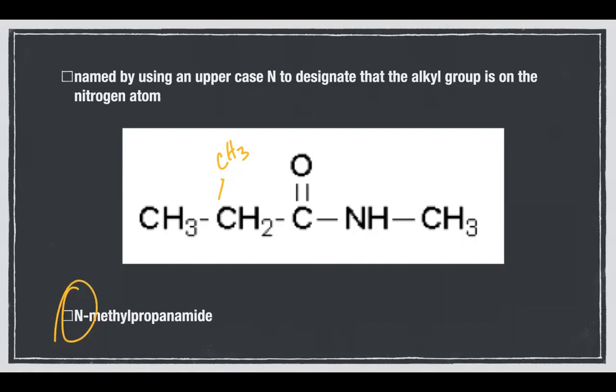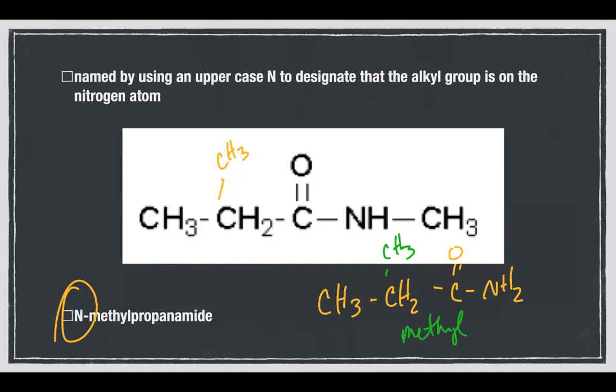So this is a really important part of it. If I say methylpropanamide, that could be O, and then NH2, and then if I put CH3 here, that would be methylpropanamide. Not N-methylpropanamide. So that's an important step.